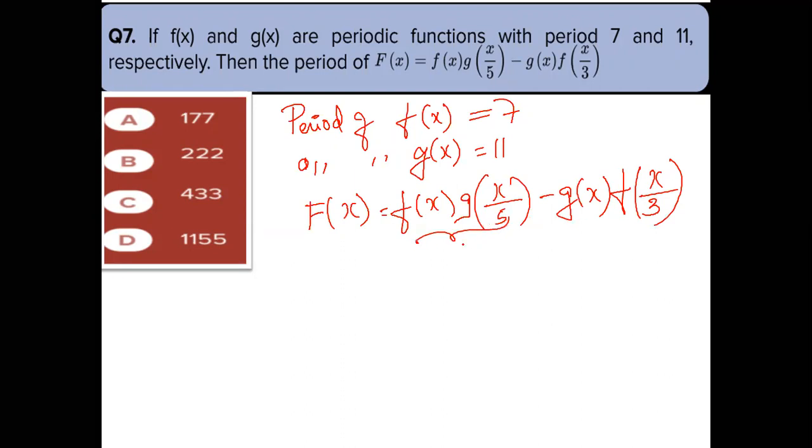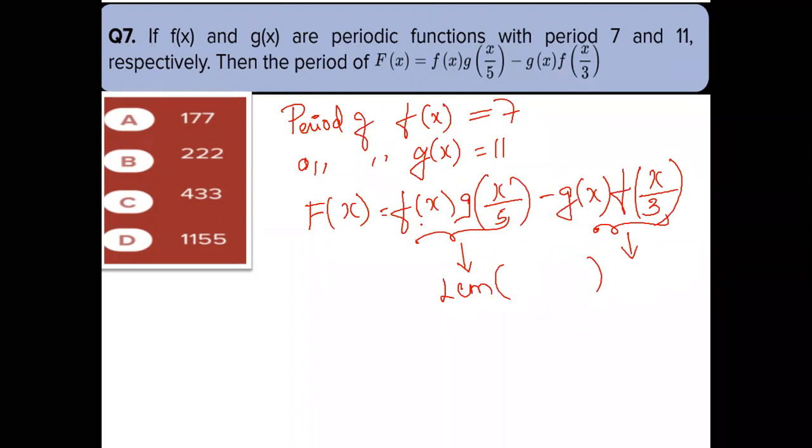You first have to find the period of the first term. Then you have to find the period of the second term also, and then you have to take the LCM of both the periods. Correct? So how to do this? But in the first term, if you see the first term, there is a multiplication.